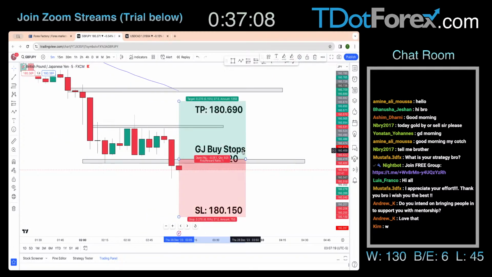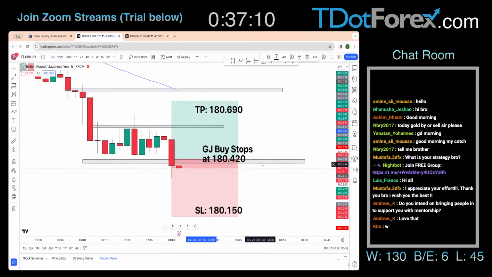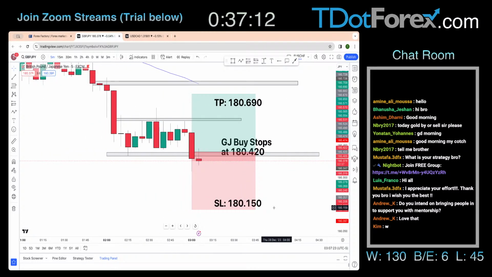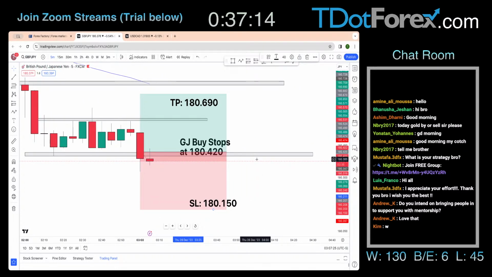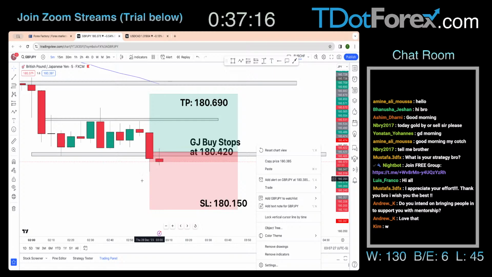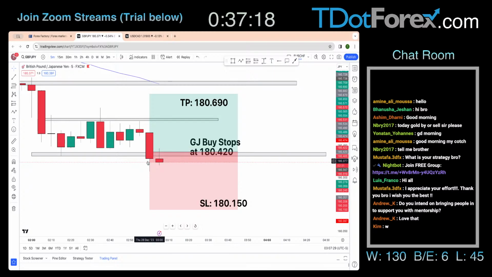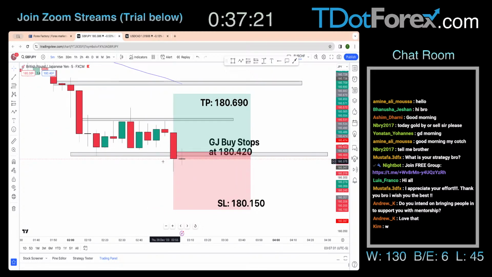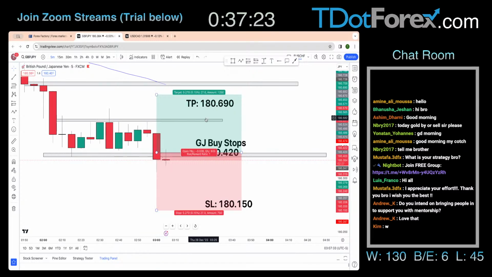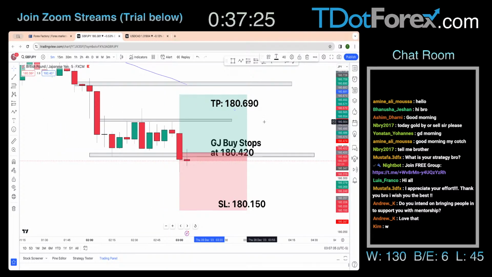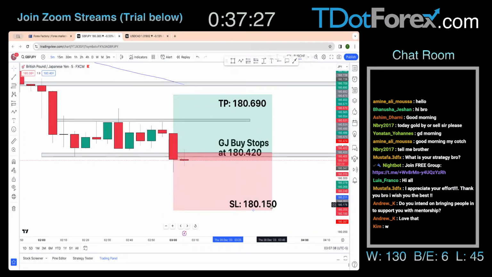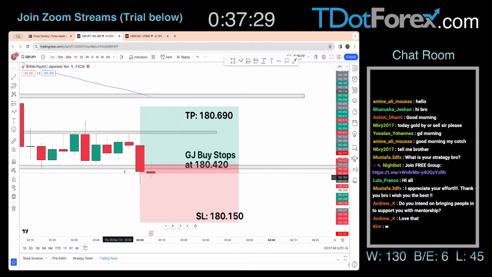So again, I don't mind this dropping again, because I feel that this did make a pushback and respect this level here, which I still feel it is going to. And because it followed all the rules here, I don't feel bad about the setup, guys.